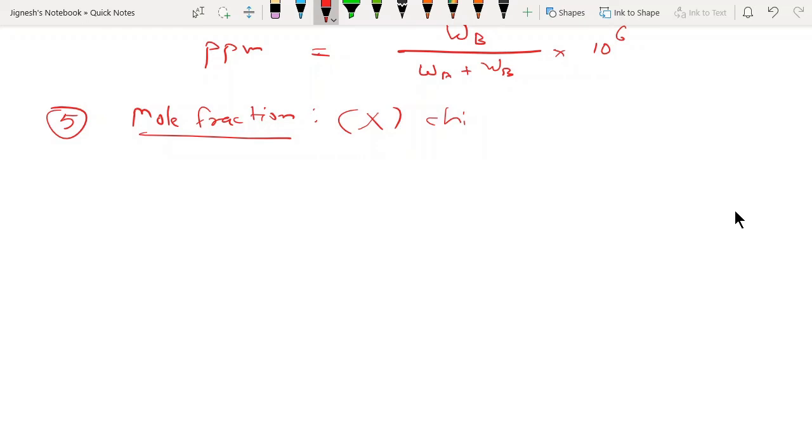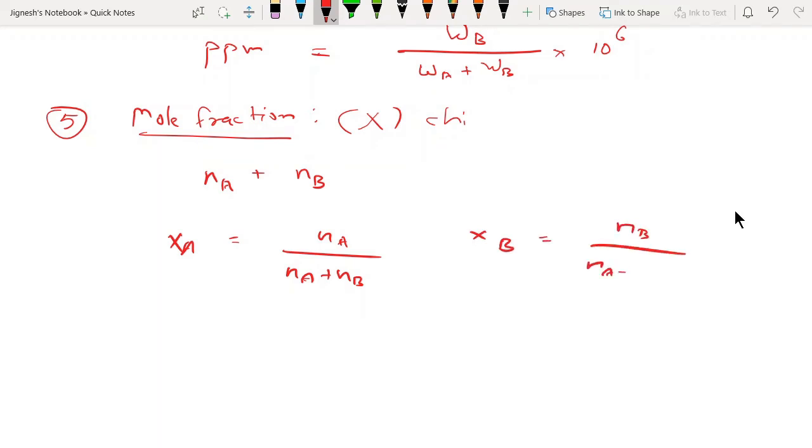Mole fraction, what does it mean? So there is a solution prepared of two components, A and B. We have to find out the number of moles of A and B. If I want to find the mole fraction of component A, it will be number of moles of component A divided by total number of moles. That is our formula. Same with B: xB is equal to nB upon nA plus nB. I have taken only two components over here, and that's why I'm writing A and B.